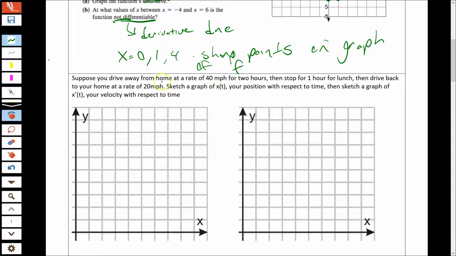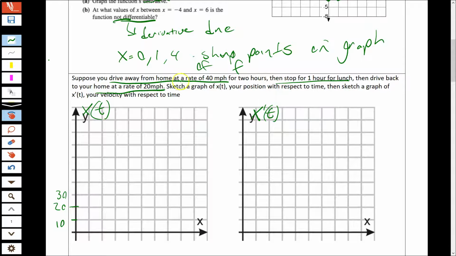So here's what we're doing. We're driving away from home at a rate of 40 miles per hour for 2 hours. Then we stop 1 hour for lunch. And then we drive back to our home at 20 miles per hour. So we're going to graph x of t, our position, and then x prime of t is going to be our velocity. And we'll make our scale 10 miles per box, I should say. So 10, 20, 30, and so on.